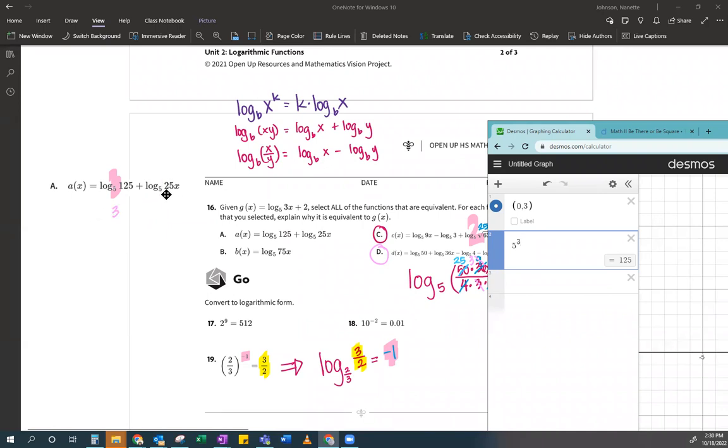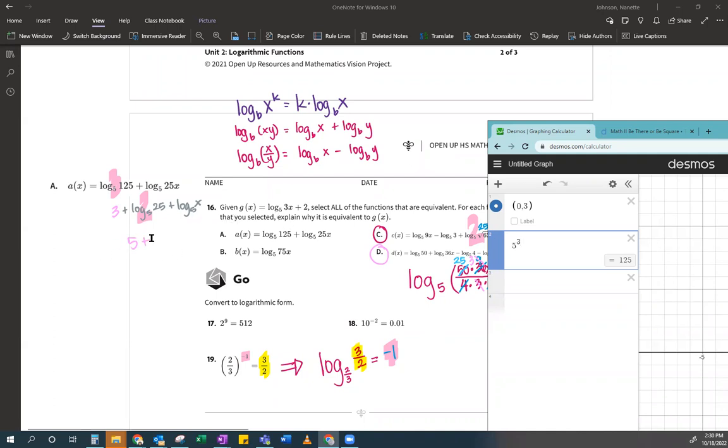And then I see that this is 25 times x. So I'm going to spread this out even more. I'm going to add this to log base 5 of 25 plus log base 5 of x. And if you've been paying attention, log base 5 of 25 is just 2. So that's just the number 2. So then I get 3 plus 2, which is just 5. So this is 5 plus log base 5 of x.